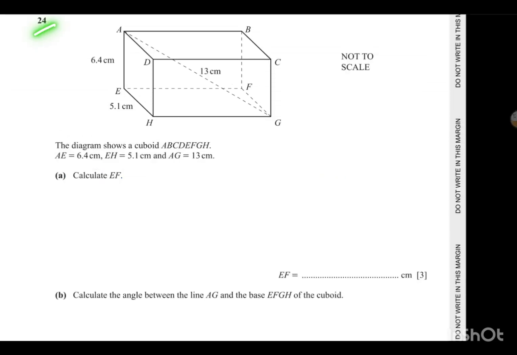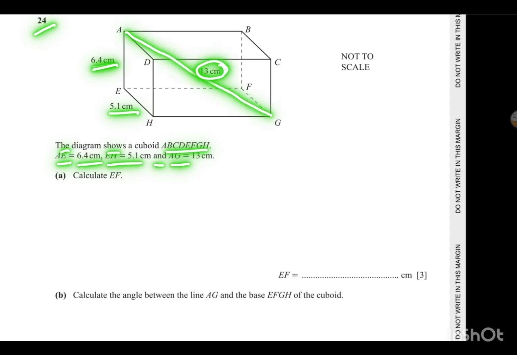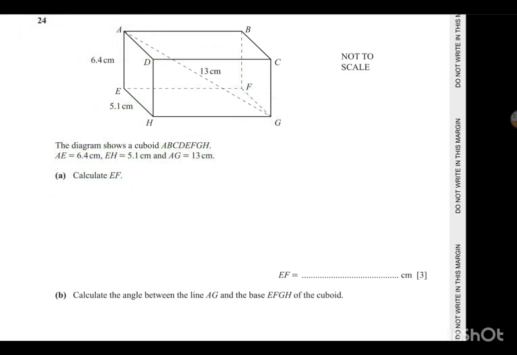Question number 24. The diagram shows a cuboid ABCDEFGH. AE is 6.4 centimeters, EH is 5.1 centimeters, and AG is 13 centimeters. AG is this line, 13 centimeters. Question A, calculate EF. We need to find out EF. EF is one of the edges of this cuboid. We need to find this edge.